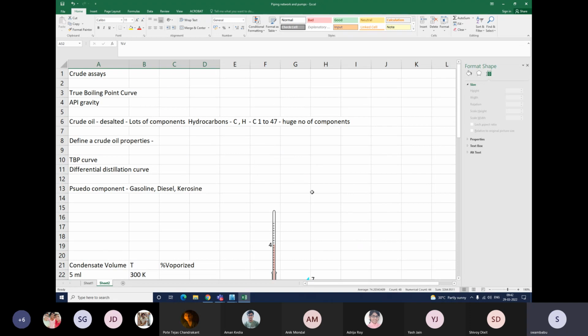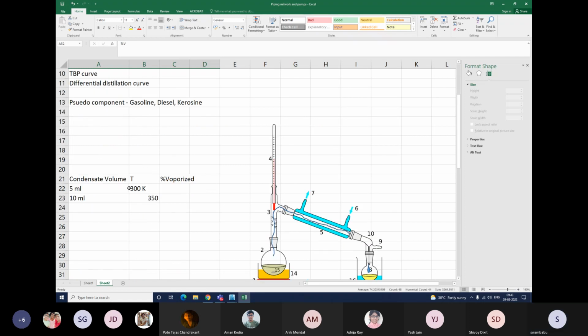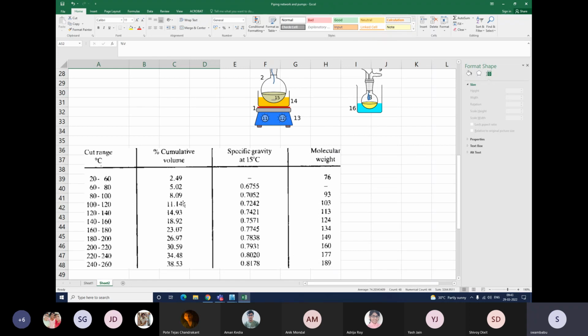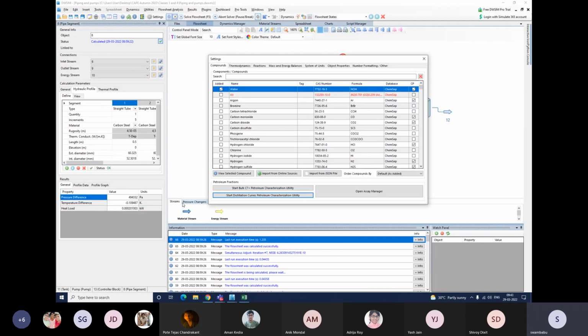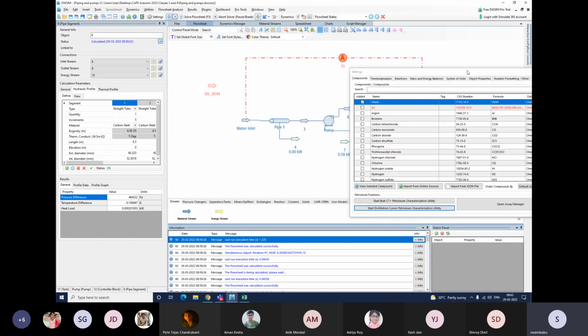Instead of defining individual components, which is almost impossible, the crude oil will be defined with the help of this TBP or differential distillation data. So I hope you understood.